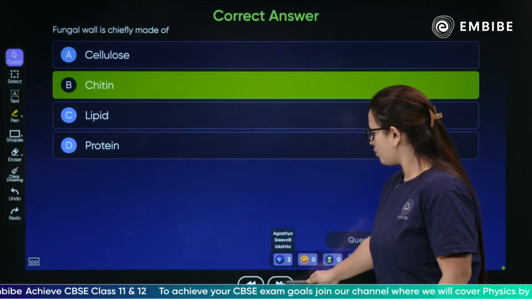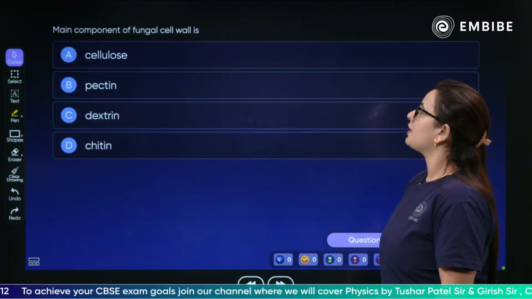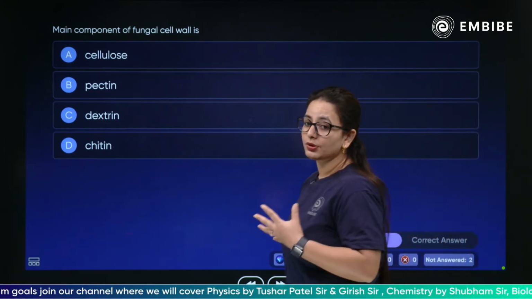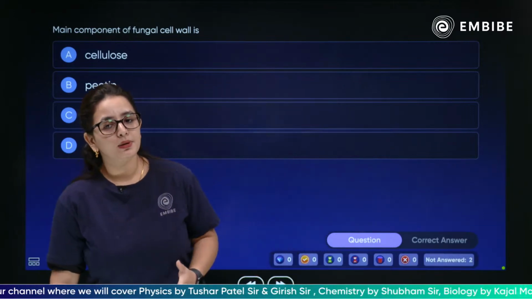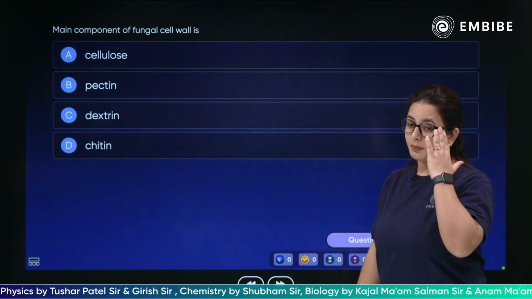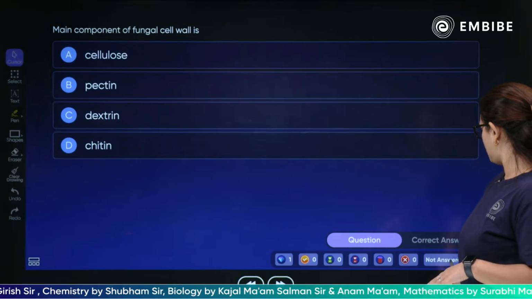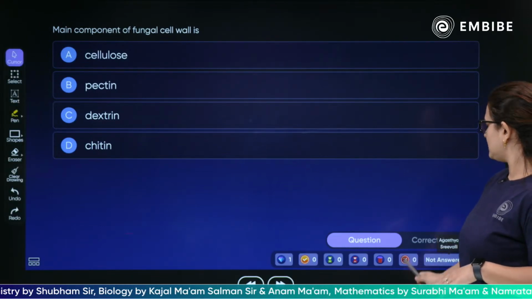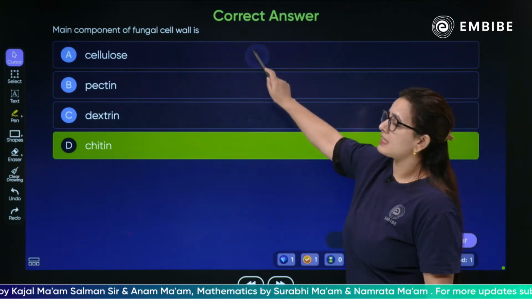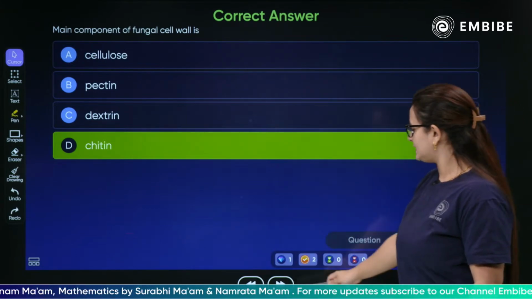Moving forward, children, the next question: the main component of the fungal cell wall is what? Cellulose, pectin, dextrin or chitin? Come on, quickly answer. Simple, children, it has to be very simple. Chitin is the main component, a non-cellulosic polysaccharide, not cellulosic.